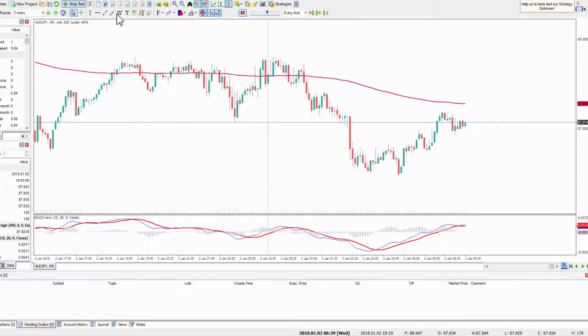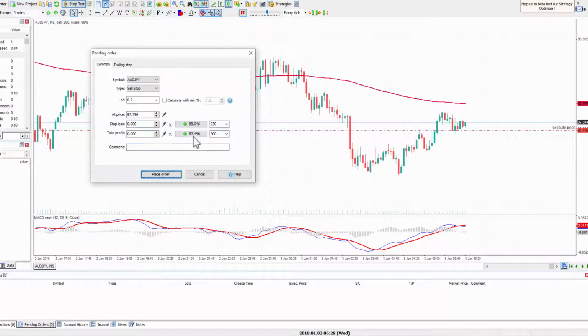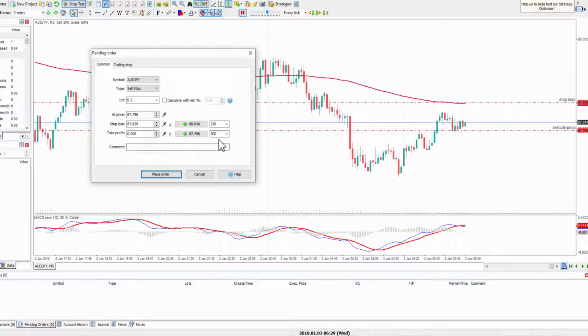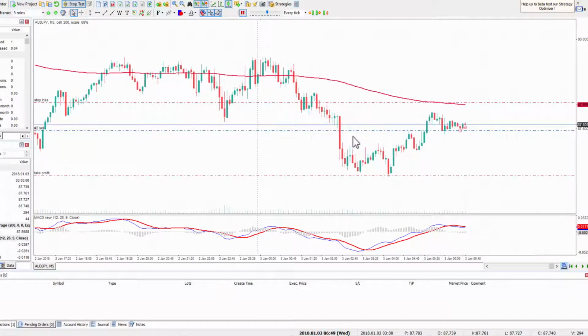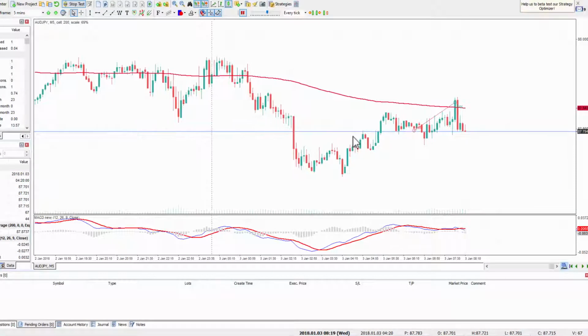Here's a crossover. So let's set up a sell stop below the current price. Stop loss at the EMA line, so in this case, it's 6 pips. The take profit will be about 10 pips away. 1.5 R, so 9.5, so I'll just make it 10. Okay, we're in and we're out. First trade is a losing trade. Let's move on.